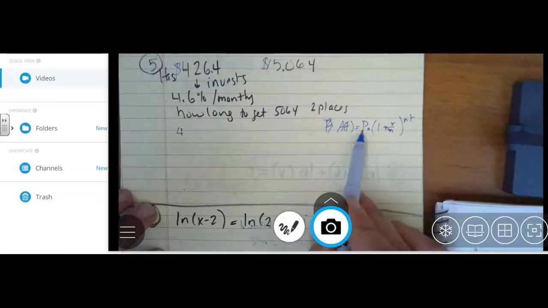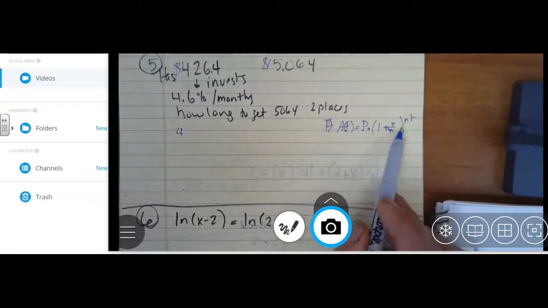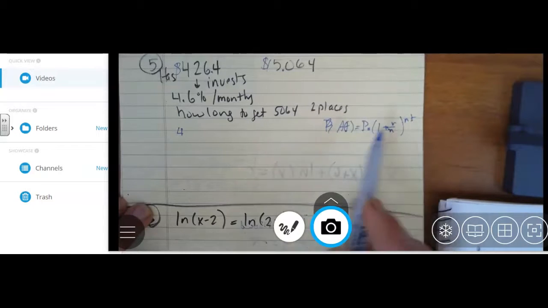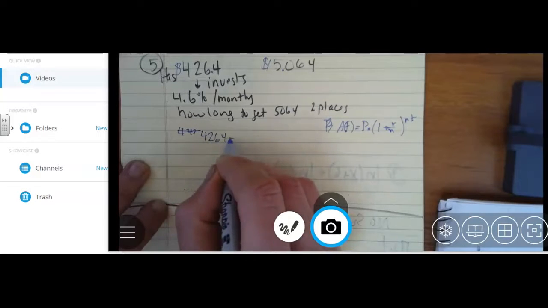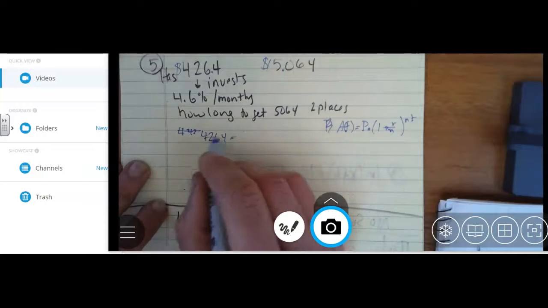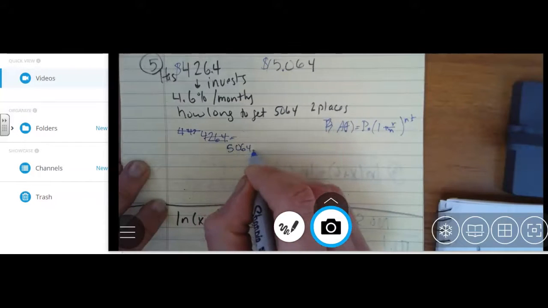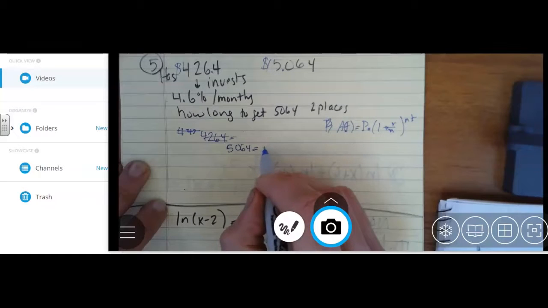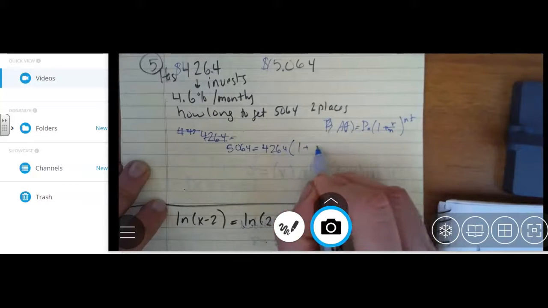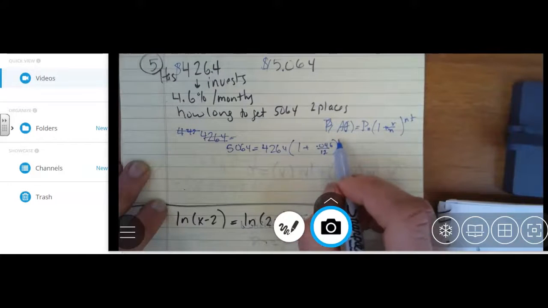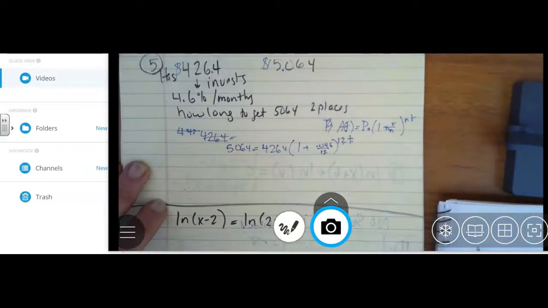The initial amount, how much you have at a certain time, the interest rate per year, how many times per year the interest is calculated, and then the product of the years times how many times per year, the compounding periods. So we're going to have 4264 is equal to, actually I take that back, 5064 is equal to 4264 times 1 plus 0.046 over 12, to the 12t. It's over 12 because it's 12 times per year, and we don't know how many years.